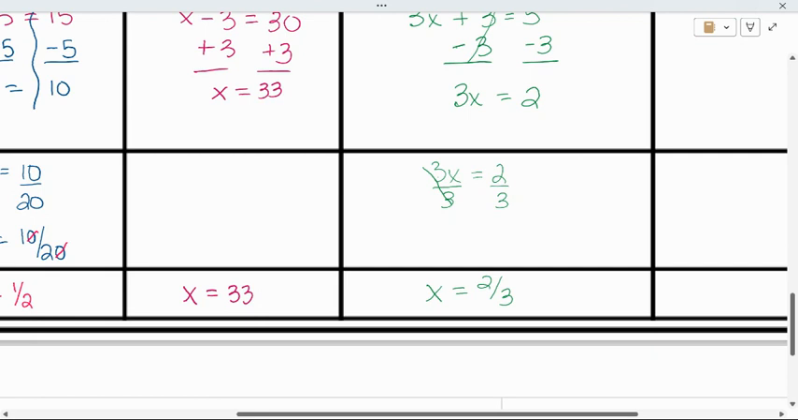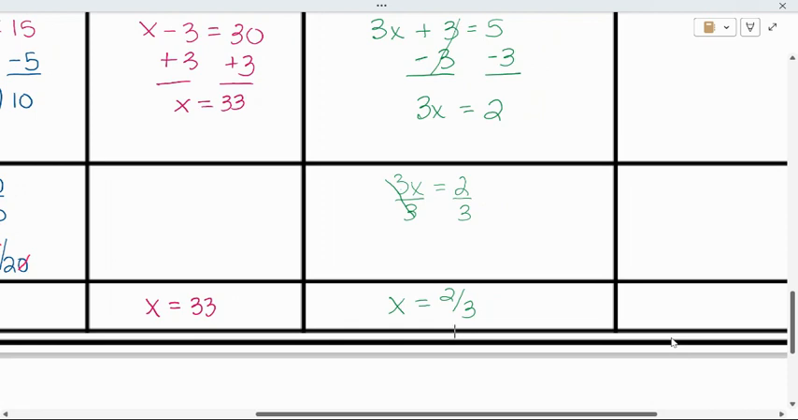Now, can I turn that into a decimal? What is 2 divided by 3? Is that a nice decimal? 3 divided by 2 is 1.5. 2 divided by 3 is 0.6 repeating. We don't ever solve for a repeating decimal, so we're going to leave that as a fraction, okay? Fraction's a great answer.